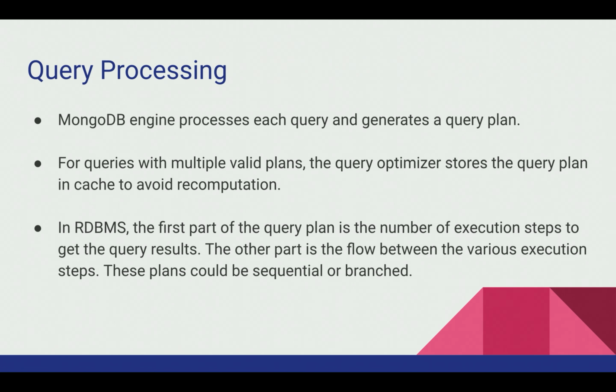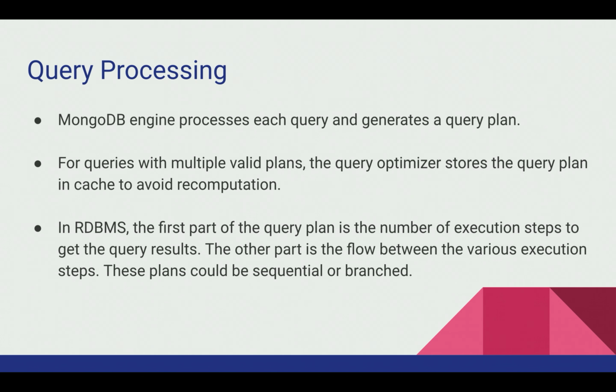Let's talk about query processing. Similar to RDBMS, MongoDB engines process each query and generate a query plan based on the indexes available. The query engines utilize these plans to execute the query. For queries with multiple valid plans, the query optimizer stores the query plan in cache to avoid recomputation.